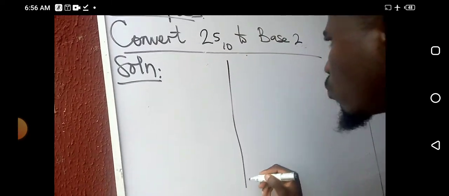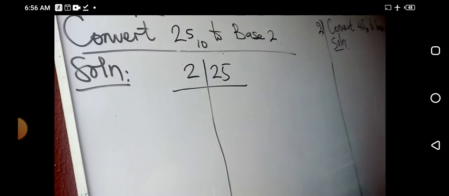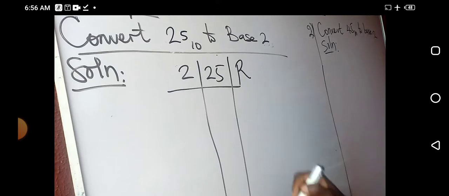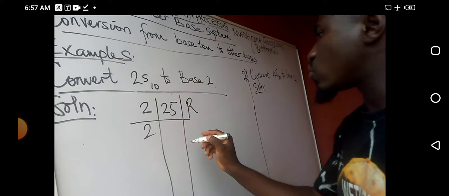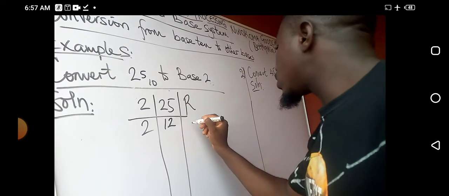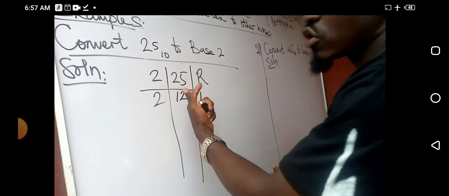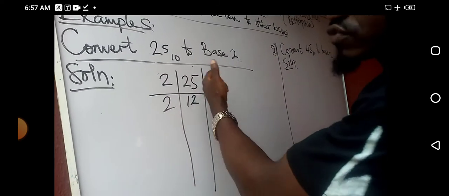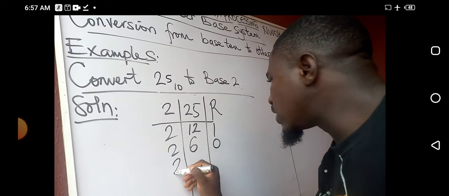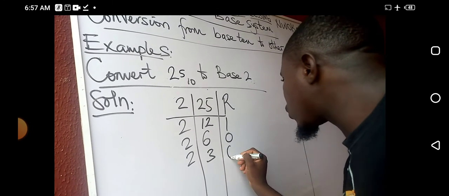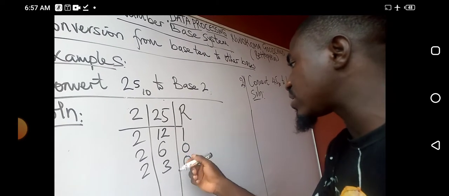Solution. Let's solve this. You are going to have 25 divided by 2. R stands for remainder. 25 divided by 2 gives 12 remainder 1. Why do we have 12 here? Because when we multiply 2 by 12, we get 24, and if I add 1, it gives us 25. Then 12 divided by 2 gives 6 remainder 0. Then 6 divided by 2 gives 3 remainder 0.